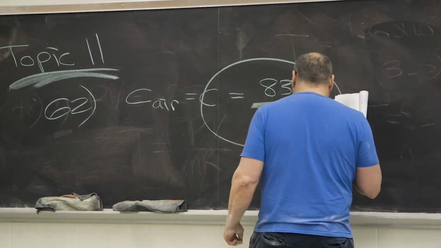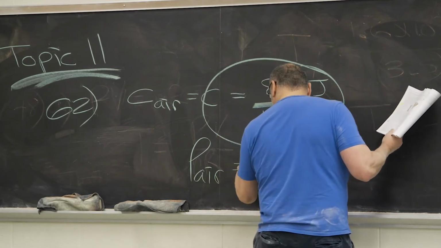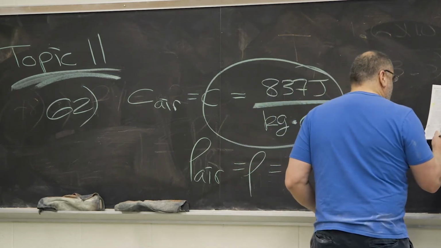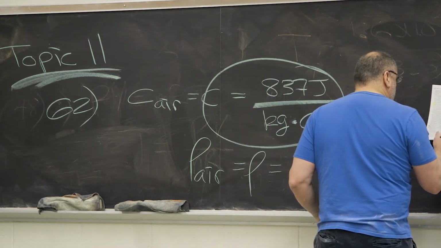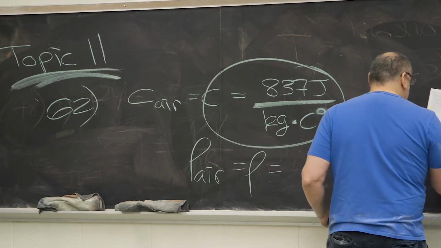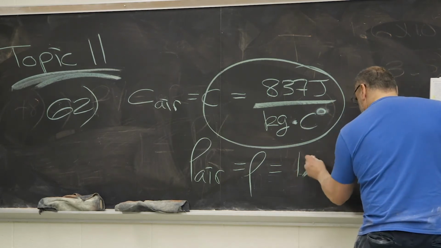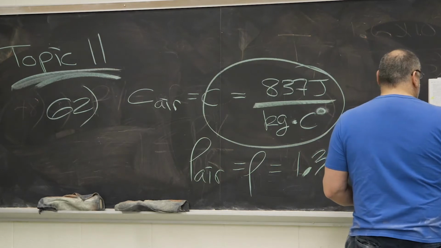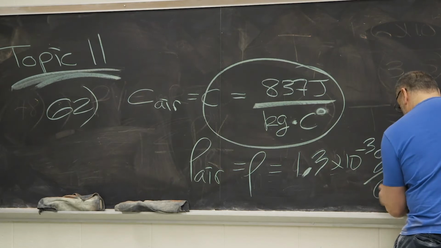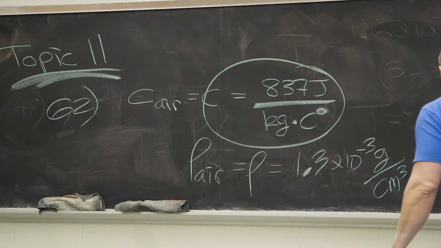The density of air, rho of air, is about 1.29 times 10 to the negative 3. It's actually 1.29 kilograms per cubic meter, but let's play the way they want to play: times 10 to the negative 3 grams per cubic centimeter.